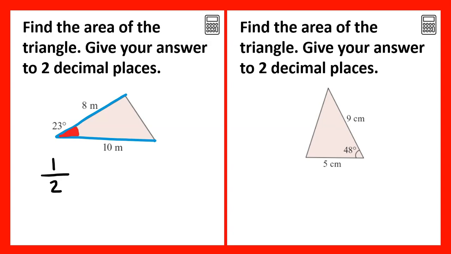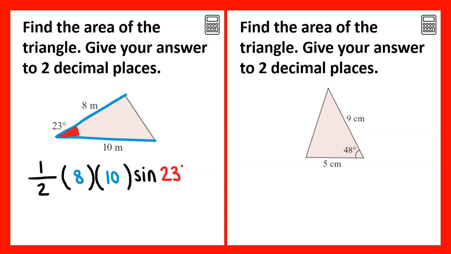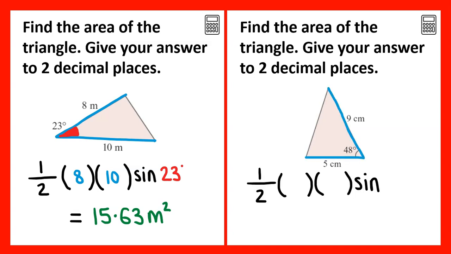So for the first question, the area would be half of A times B. It doesn't matter which way round you label the two lengths, 8 and 10, multiplied by sine of the angle formed between them, 23 degrees. Typing this into my calculator gives me an area of 15.63 meters squared.